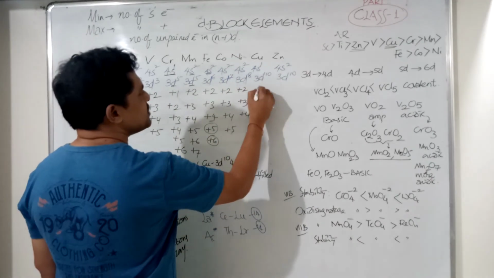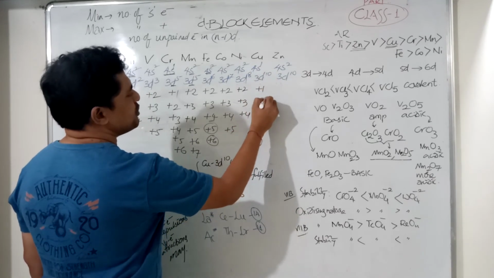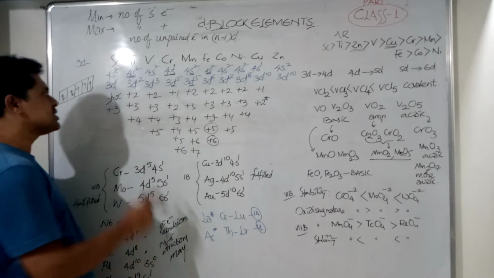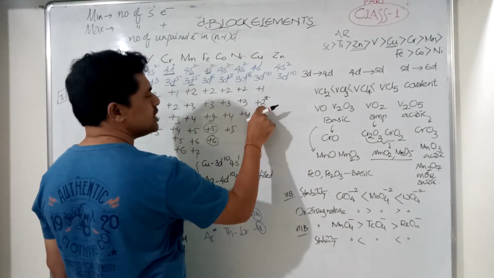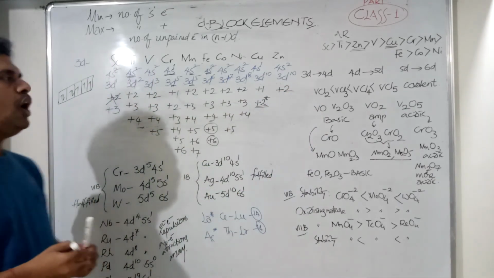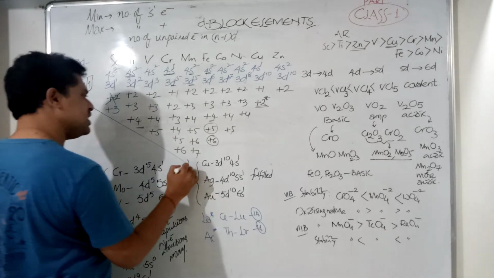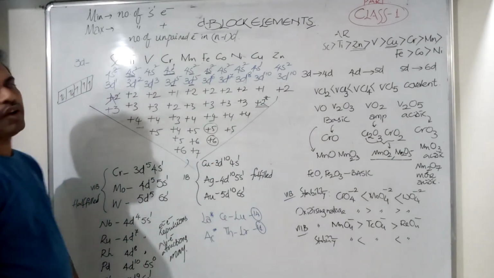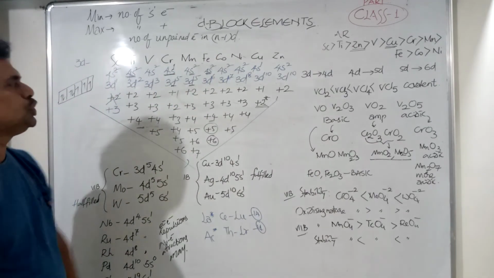And copper is +1. It should show only +1 because d is completely filled, but +2 is very special for copper. Scandium, we are expecting this, not possible. Copper, we are not expecting this, but it is possible. Now zinc, it is +2. So these are the oxidation states. You can see the oxidation state gradually increasing, then gradually decreasing. Up to 7 it is increasing, then it is decreasing up to 2.